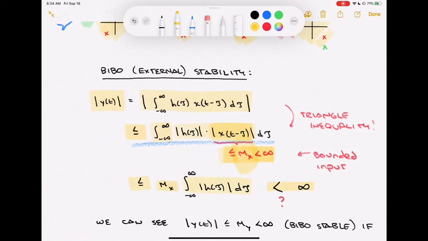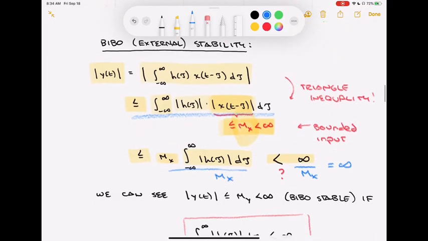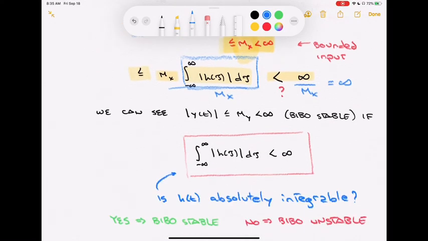We want to know, is this guy finite? Well, what could I do here? I could divide the left side by mx, and I could divide the right side by mx. Infinity divided by a finite number is still infinity. So my test here could be something like the following. If my impulse response function, h of tau, is absolutely integrable, which means this integral here is a finite number, then I know that my output magnitude is also bounded. It's also finite. So our test for BIBO stability becomes very direct. We just look at the integral of the absolute value of h of tau, and see if it is a finite number.